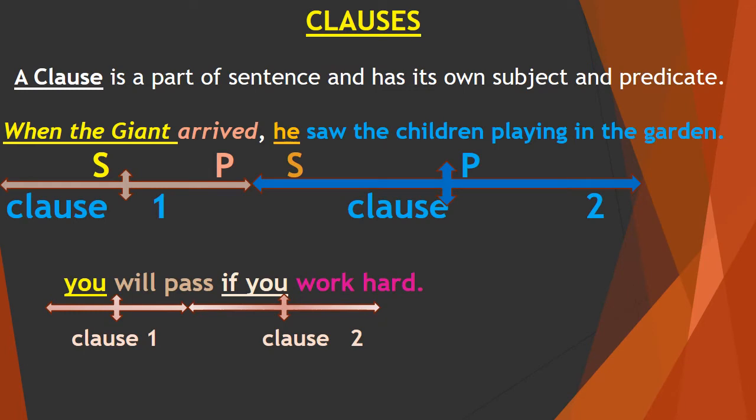Students, a clause is a part of a sentence and has its own subject and predicate. A sentence has its own subject and predicate. A clause also has its own subject and predicate. Then what's the difference? Remember, a clause is a smaller unit than a sentence.